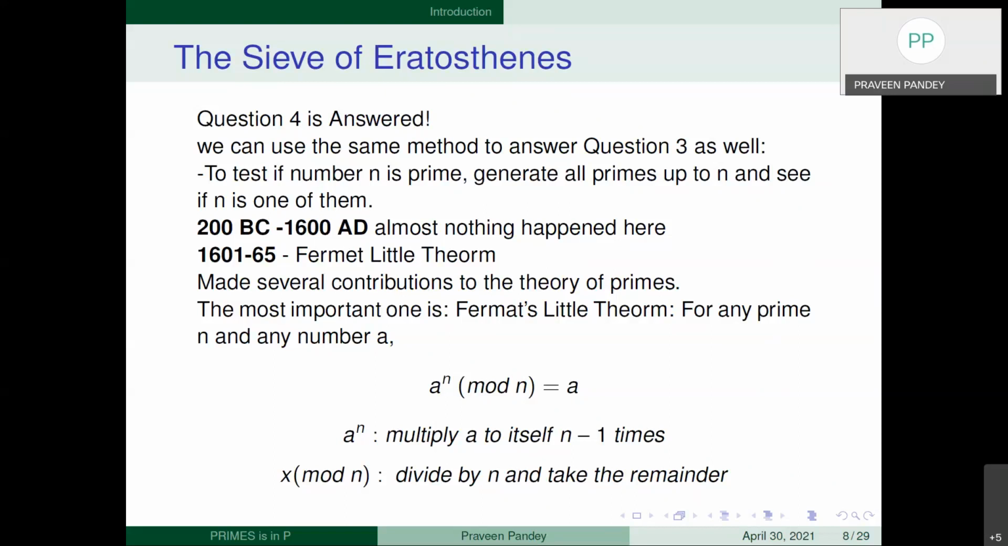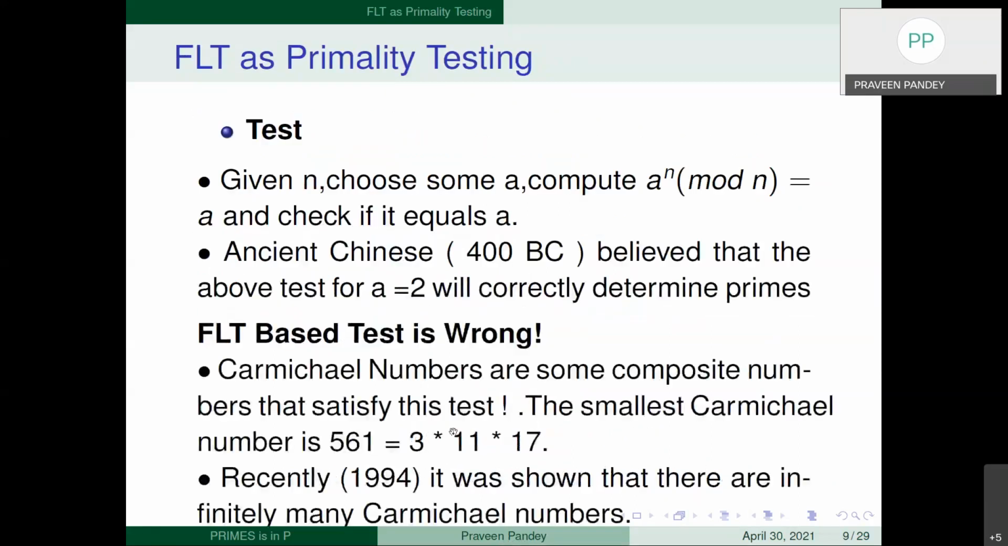that for any prime number n and any number a, a raised to the power n mod n equals a. We can look at various examples. 2 raised to the power 5 mod 5, we will get back 2. 3 raised to the power 5 mod 5, we will get back 3. So this can be used as a property to test prime numbers. Given n, we choose some a, compute a raised to the power n mod n, and check if it is equal to a.